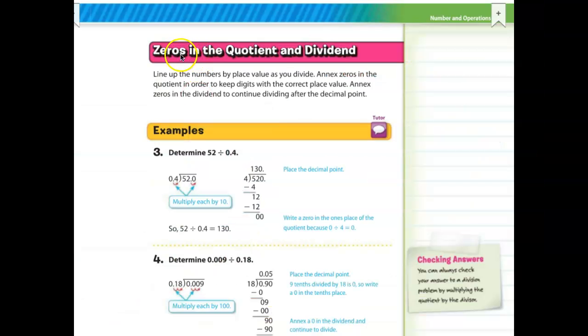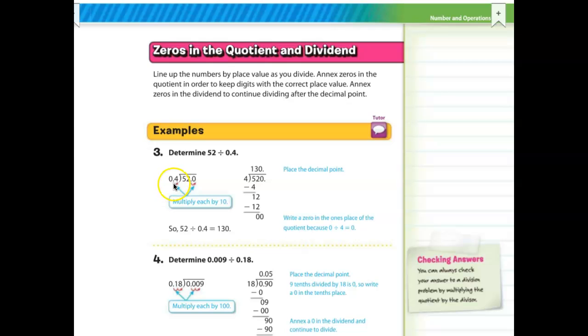Over on page 117, it says zeros in the quotient and the dividend. So line up the numbers by place value as you divide. Annex zeros in the quotient in order to keep the digits in the correct place value. Annex zeros in the dividend and continue dividing after the decimal point. And we've kind of already been doing this as we've been dividing this year.